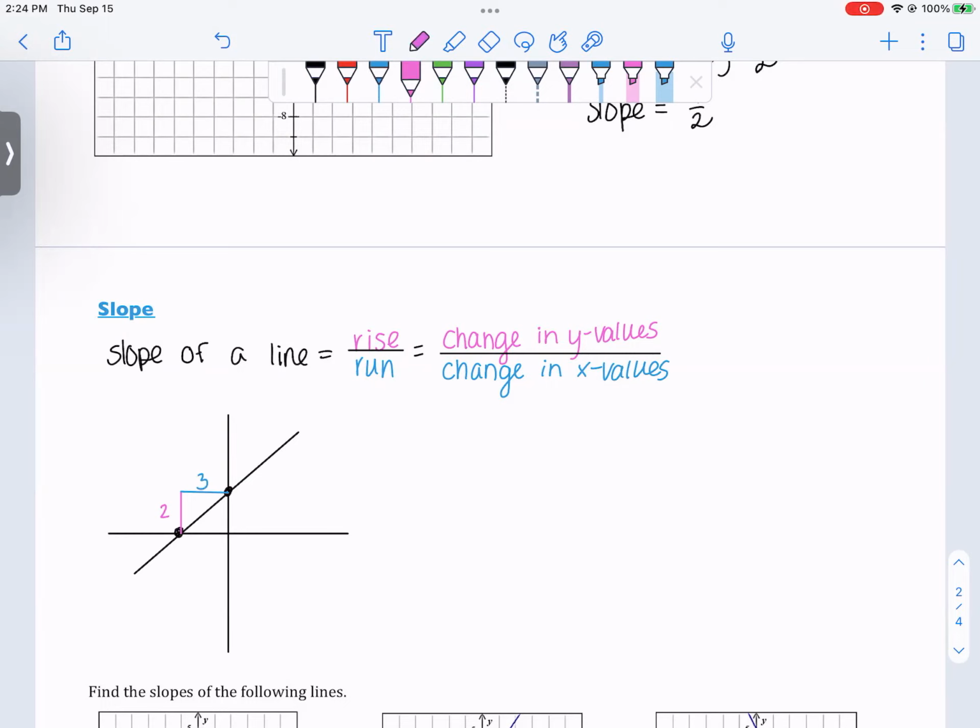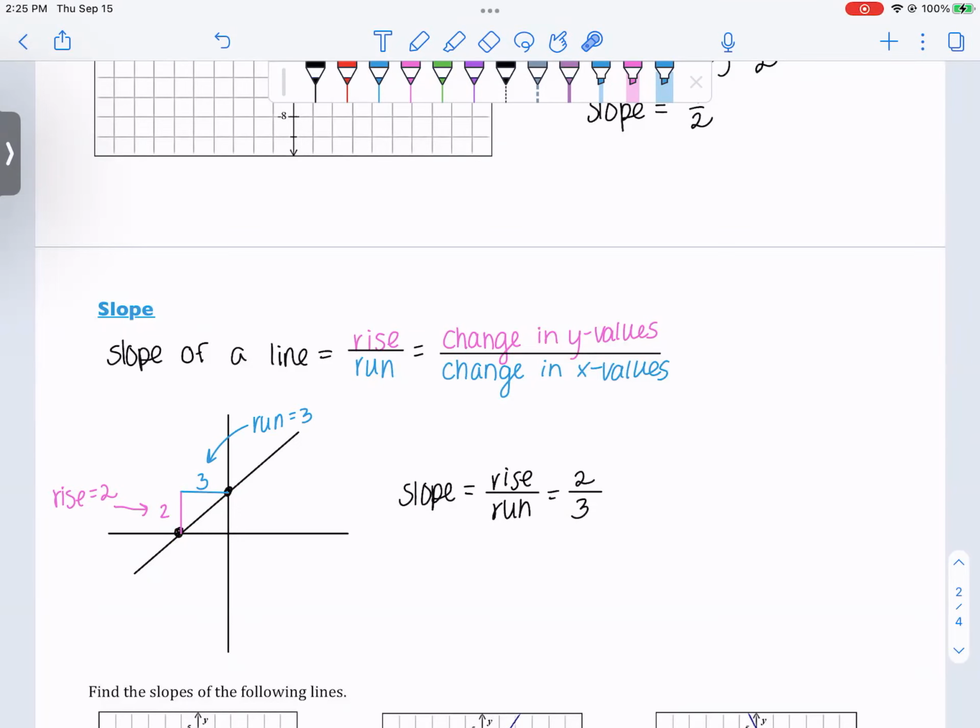We would say that the rise is 2 and the run is 3. So for this line, the slope would be the rise over the run, which would be 2 over 3. So the slope of this line would be 2/3. If getting from one point to another required going up 2 over 3, the slope would then be 2/3.